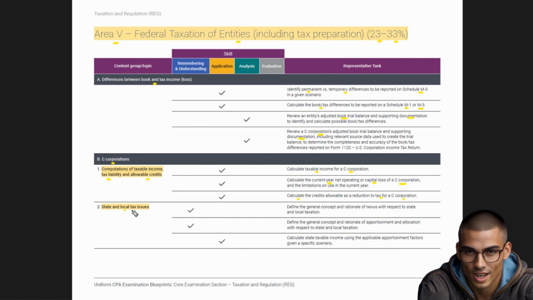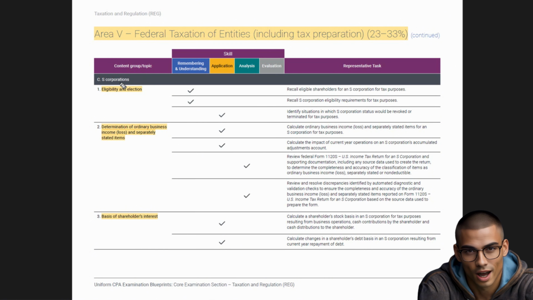Moving on to state and local tax issues, you'll need to be able to define the general concept and rationale of nexus with respect to state and local taxation. You'll need to be able to define the general concept and rationale of apportionment and allocation with respect to state and local taxation. And you'll need to be able to calculate state taxable income using applicable factors given a specific scenario.